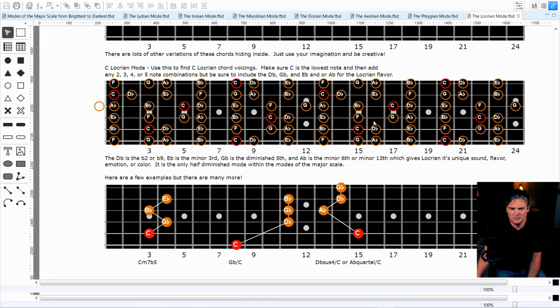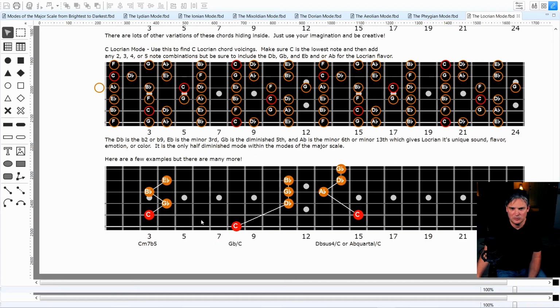Okay, but you can get a more in-depth Locrian sound if you include the flat 9 or flat 2 and the flat 6 or the flat 13. In this case for C Locrian, D flat, G flat, E flat, and A flat, and then here listed below are some exclusive Locrian voicings. So let me grab my guitar and I'm going to demonstrate these voicings for you.